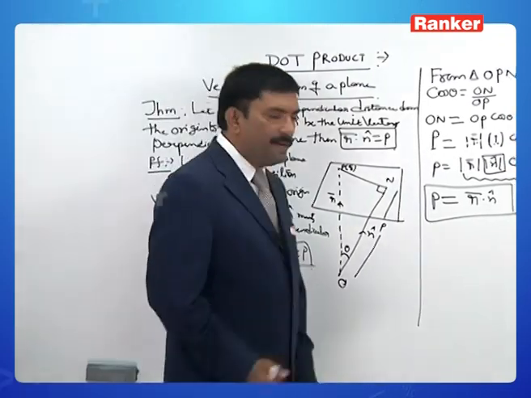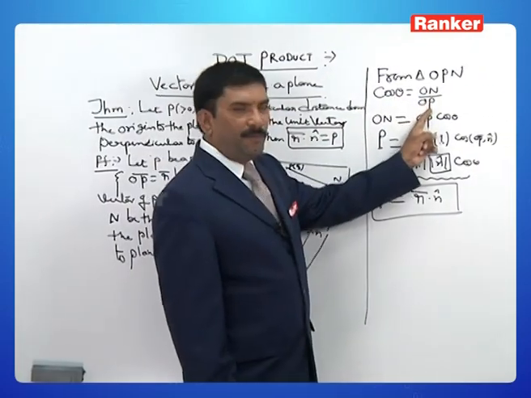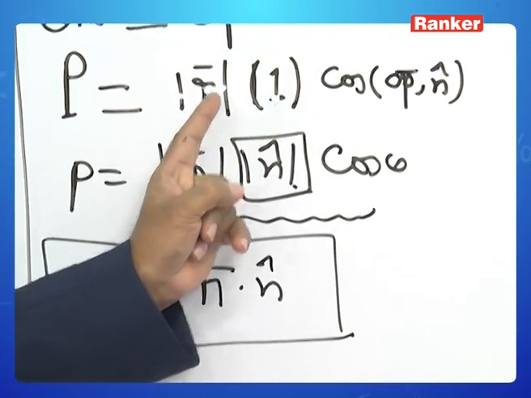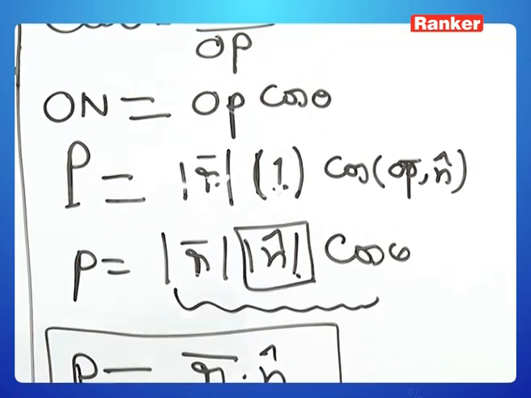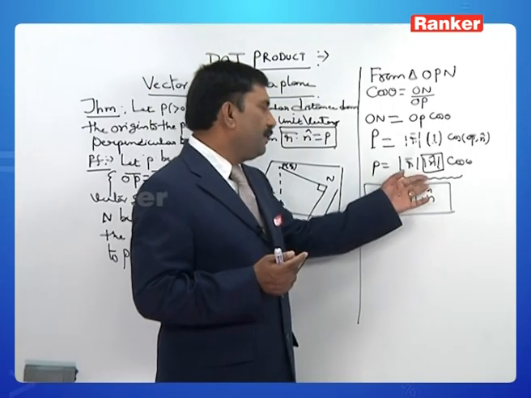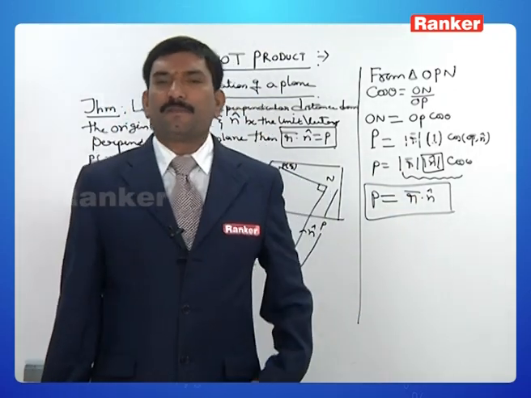such that ON is equal to P. From the triangle, cos theta is equal to ON by OP. ON is equal to OP into cos theta. OP is modulus of r bar. Here 1, that goes without saying. One must understand the logic here. 1 into cos theta. Theta is the angle between OP bar and n cap. Therefore, we can take this as r bar dot n cap. That's the vector equation of a plane.